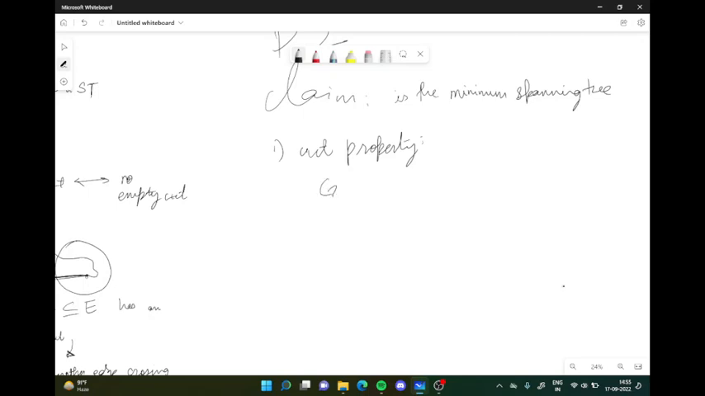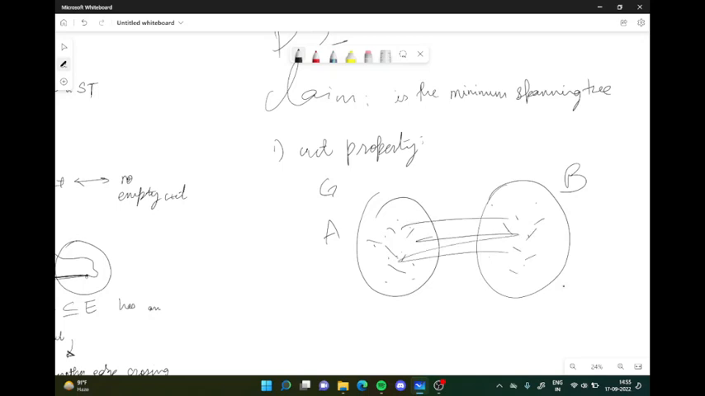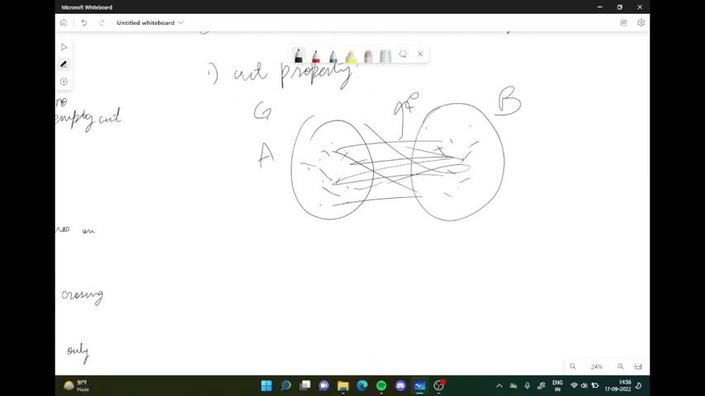For example, we have this graph G and here is one cut AB of the graph, and there are some edges inside here, some edges inside here, and some edges crossing this cut. So this edge E is the cheapest edge crossing the cut A and B. So what the cut property says is, if this edge E is the cheapest crossing AB, then E must belong to the minimum spanning tree.